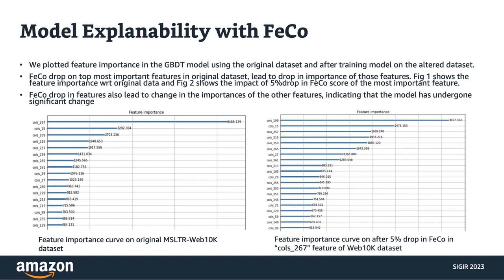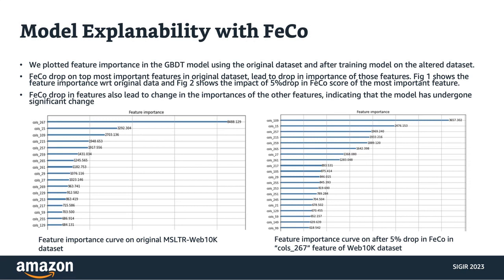Moving on to model explainability with FICO. We plotted the feature importance curve for the GBDT model with respect to the original data set, and then plotted the feature importance curve with the altered data set. In figure 1, we show the feature importance of the original data set. This is computed for the MSLTR Web 10K data set.